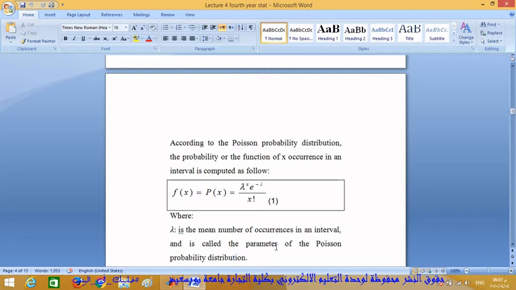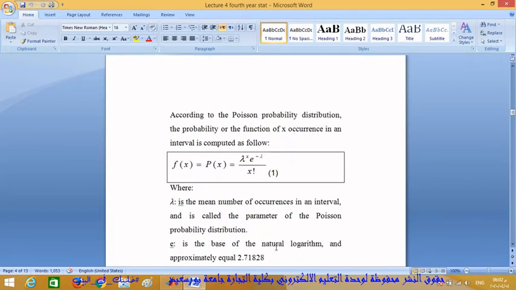Okay? As we saw before, the binomial has two parameters, n and p. p is the probability of success, but n is the number of trials of the statistical experiment. Here, the Poisson distribution has only one parameter, lambda.